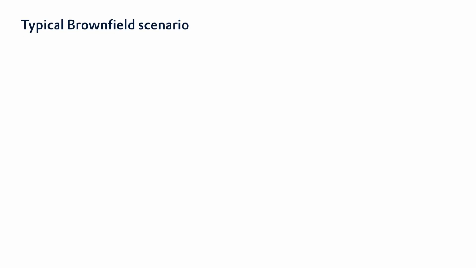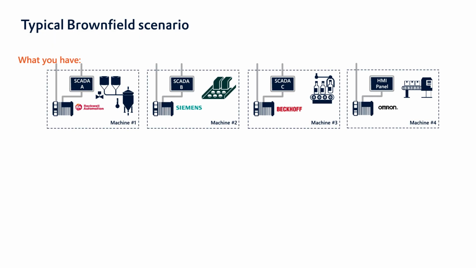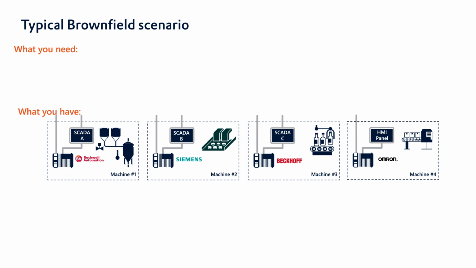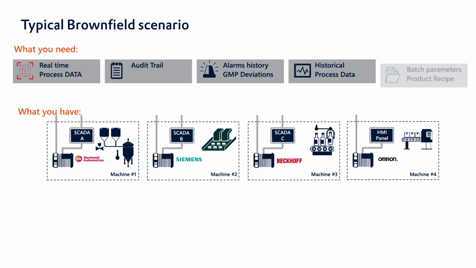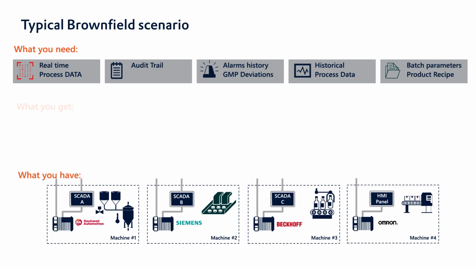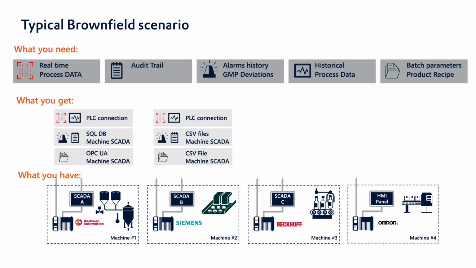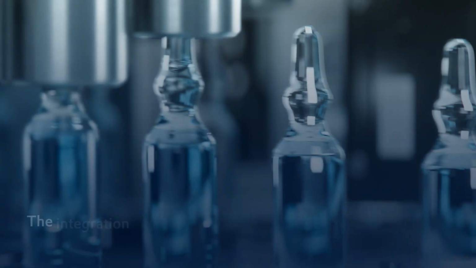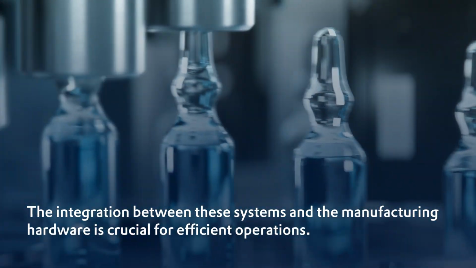In a typical brownfield scenario, pharmaceutical manufacturing involves various machines from different manufacturers, each equipped with different PLCs. These machines may use different interfaces, such as OPC-UA and CSV files. To ensure compliance and optimize processes, multiple IT software systems, like Manufacturing Execution Systems, MES, Historian, Energy Data Management, EDMS, and Overall Equipment Effectiveness, OEE, require data from manufacturing equipment. The integration between these systems and the manufacturing hardware is crucial for efficient operations.